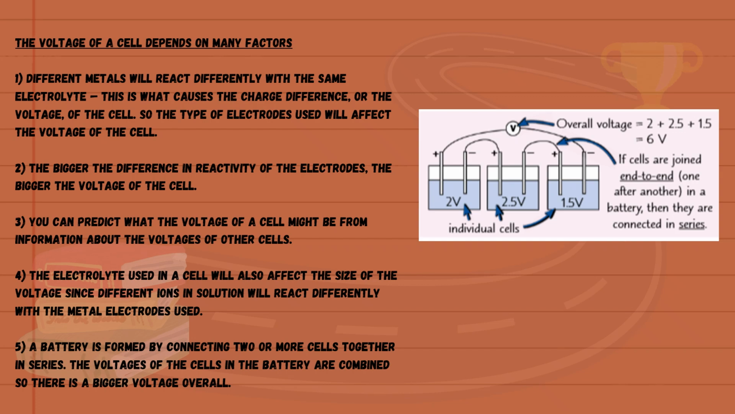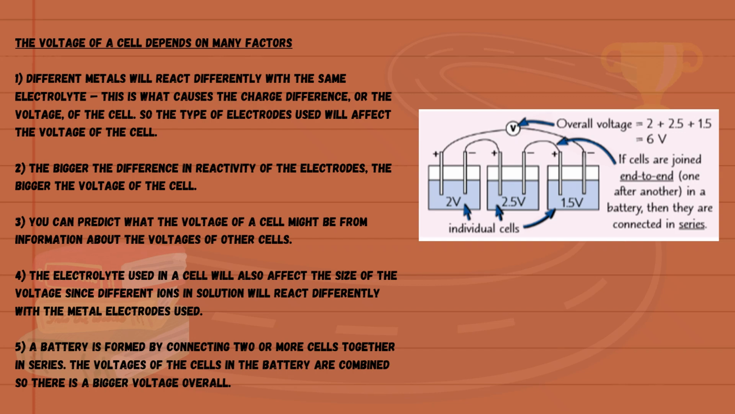You can predict what the voltage of a cell might be from information about the voltages of other cells. The electrolyte used in a cell will also affect the size of the voltage, since different ions in a solution will react differently with the metal electrodes used. A battery is formed by connecting two or more cells together in a series.